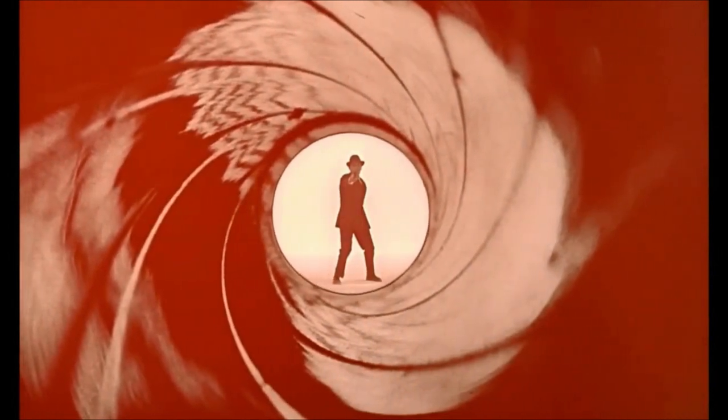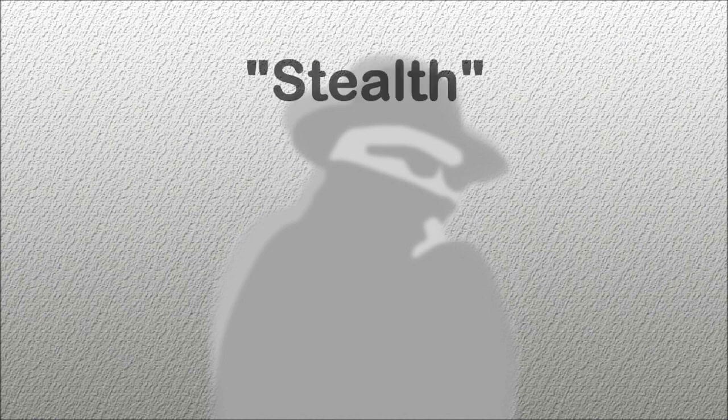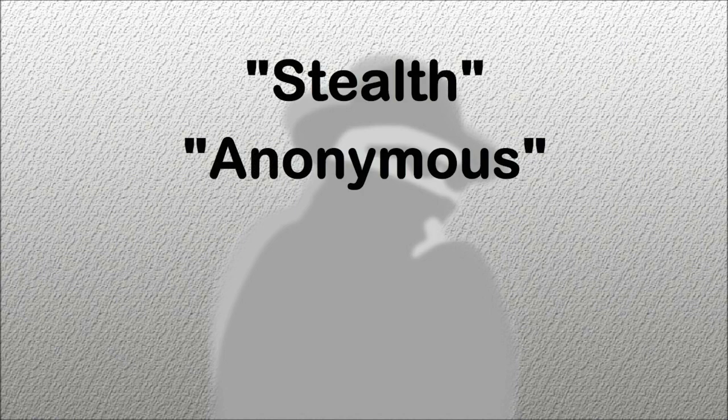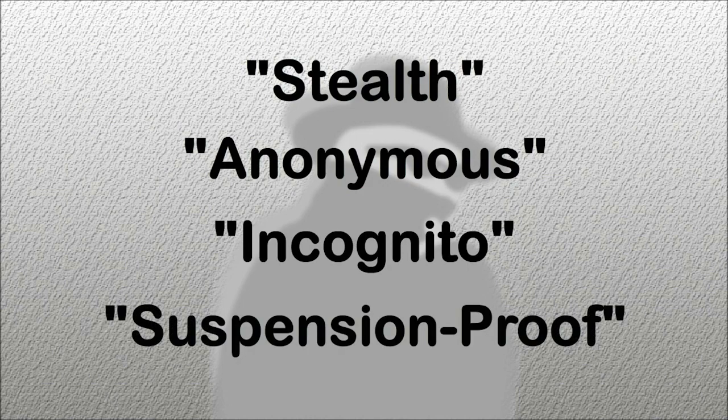These types of accounts that are created with the intention that eBay will not be able to link them are known by some pretty flashy names that remind you of secret agents, such as stealth accounts, anonymous accounts, incognito accounts, and we've also heard suspension-proof accounts. Now this last one is misleading because there's no such thing as a suspension-proof account. You can make an account link-proof, but you can't make an eBay account suspension-proof.